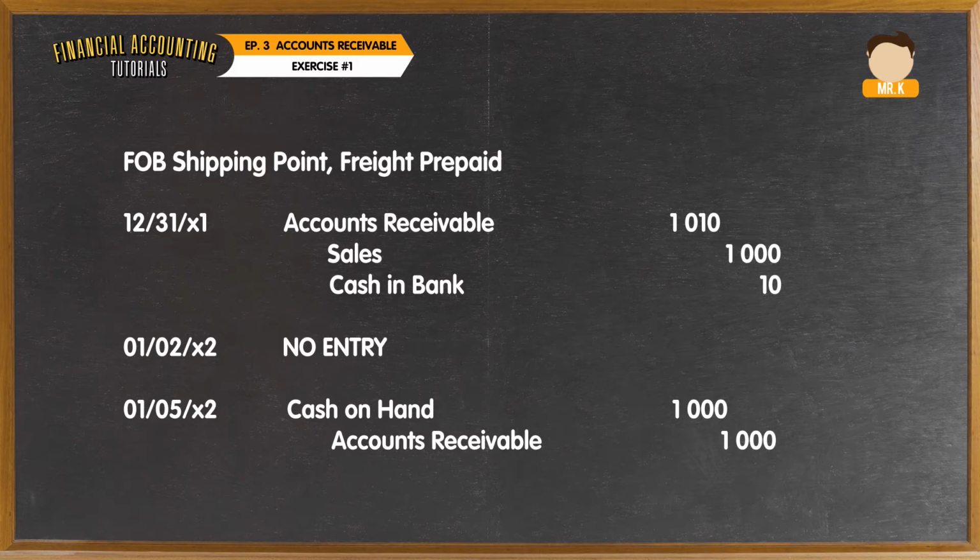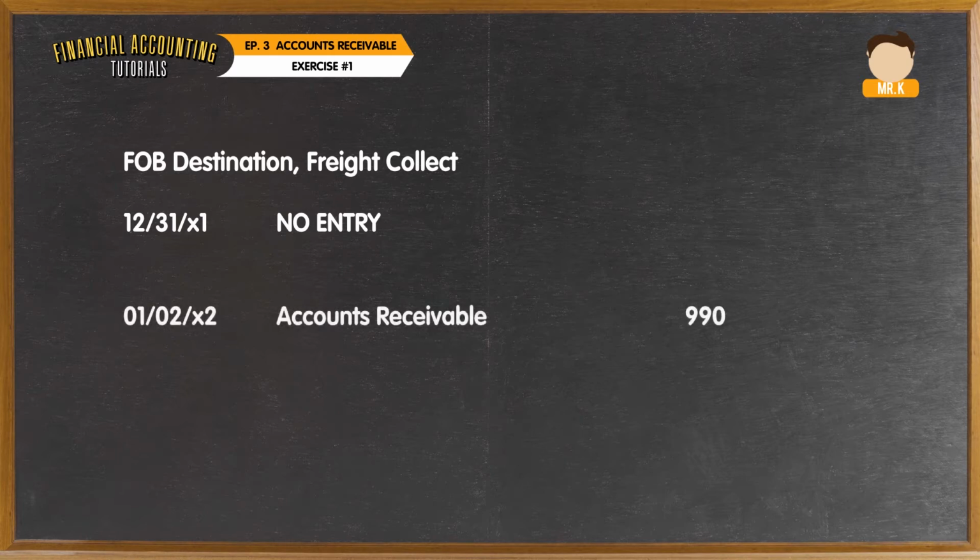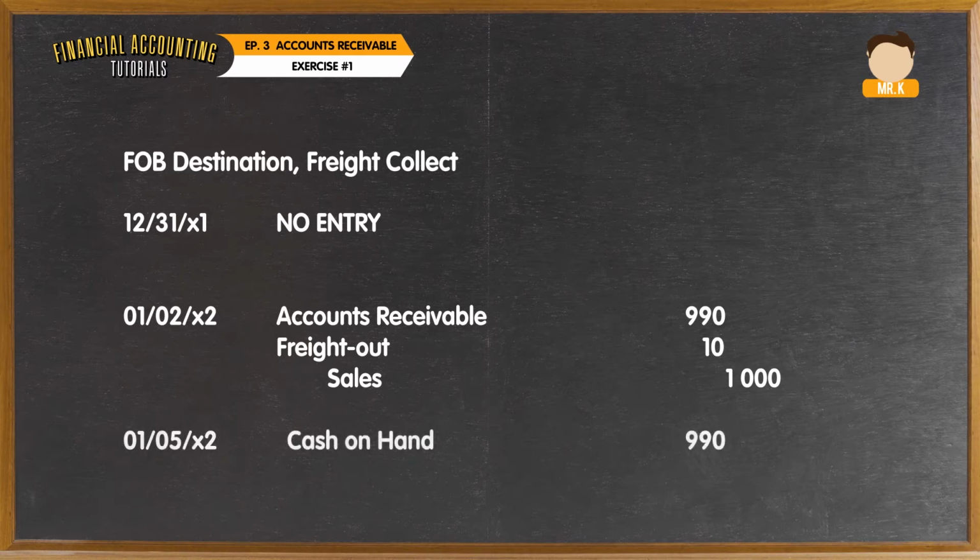And lastly, for FOB destination freight collect, December 31, 2011 would have no entry, while on January 2, 2012 there would be a debit to accounts receivable in the amount of 990 pesos, a debit to freight out in the amount of 10 pesos, and a credit to sales in the amount of 1,000 pesos. This is to record sale on account and freight accommodated by the buyer. Lastly, on January 5, 2012, there would be a debit to cash on hand 990 pesos and a credit to accounts receivable 990 pesos as well. This is to record collection of accounts receivable net of reimbursement for the freight.